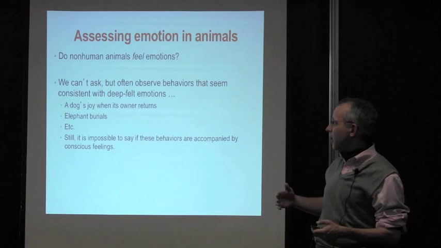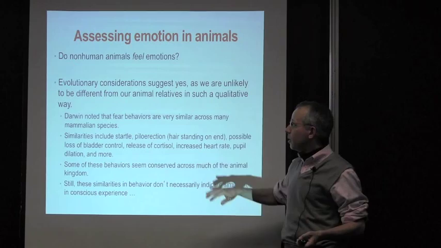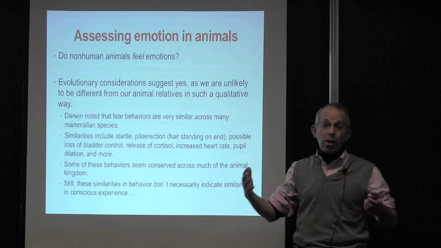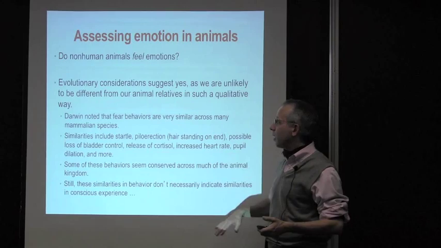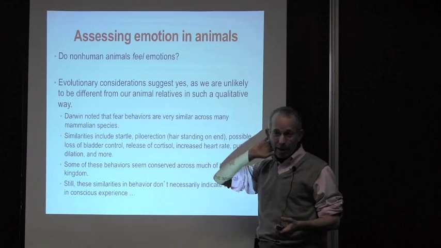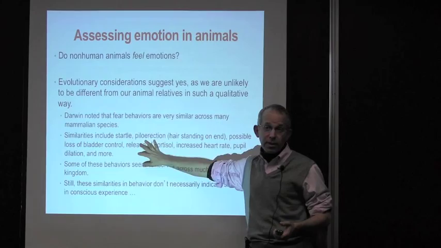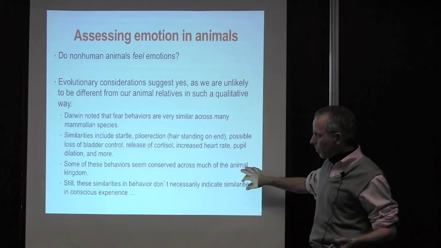But we don't really know if they're feeling the same thing that we're feeling. Okay. But there are certainly evolutionary considerations suggesting that we're unlikely to be qualitatively different in emotions. If emotions are such a big part of our life, it seems unlikely that they emerged full blown without having been present previously. And Darwin certainly noticed that a lot of these fear behaviors, piloerection, when the hair goes up on the back of your neck, the startle responses, cortisol, all of these physiological aspects seem common from animals to humans and are conserved across much of the animal kingdom.